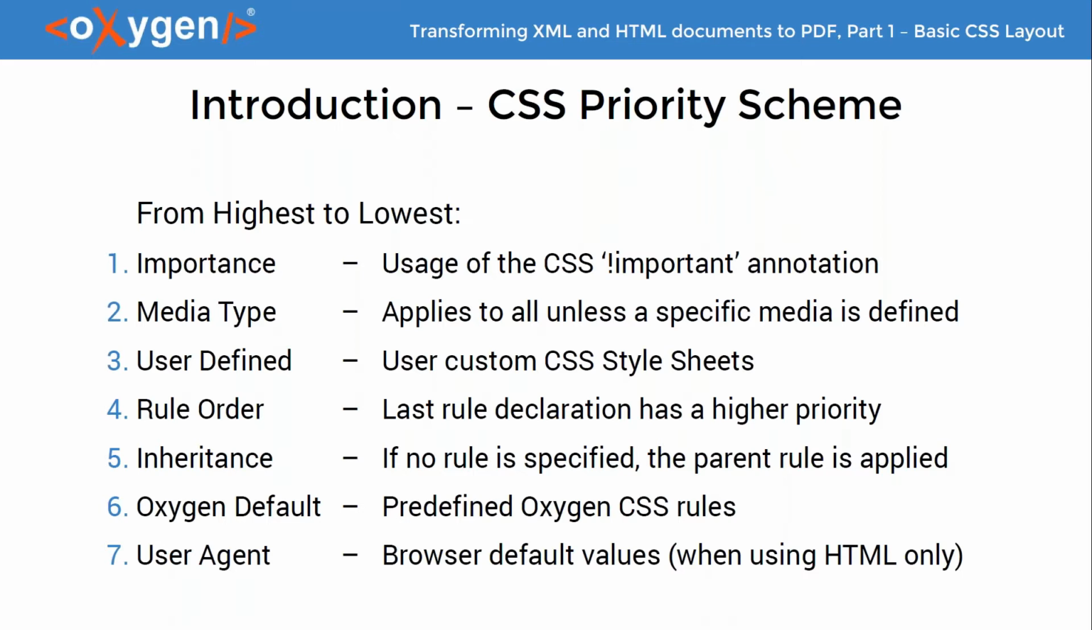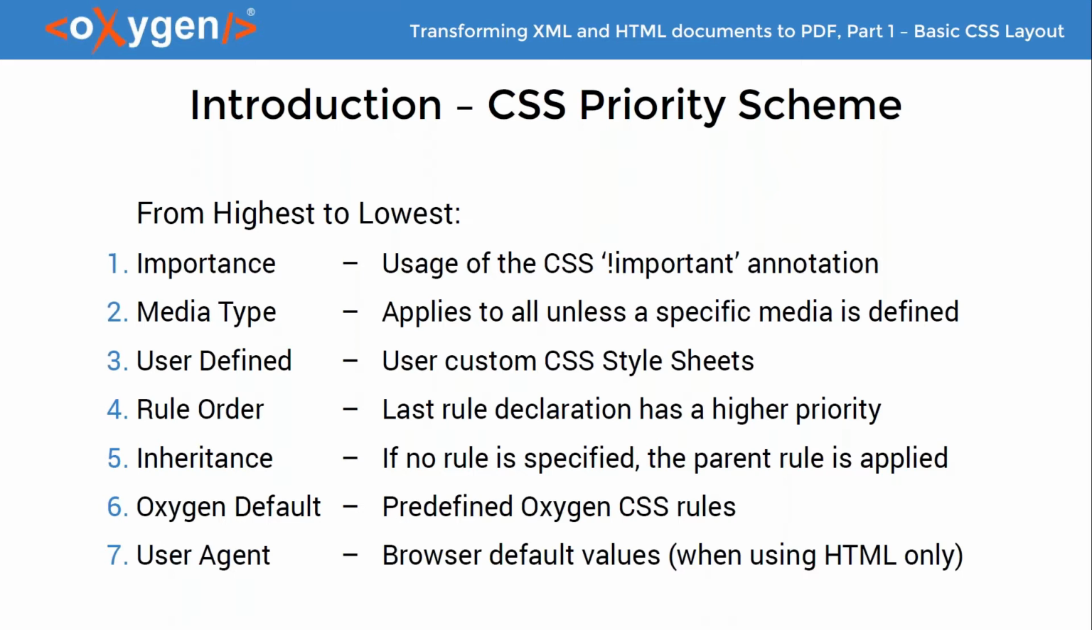The rule order: you have to know that the CSS style sheet is applied from top to bottom. So the last rule will have the higher priority. If you declare something for the paragraphs in multiple locations inside your style sheet, the last one will be used and applied if the same property is declared in multiple places.